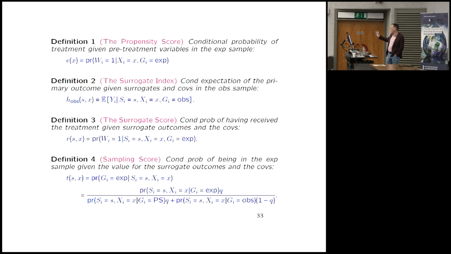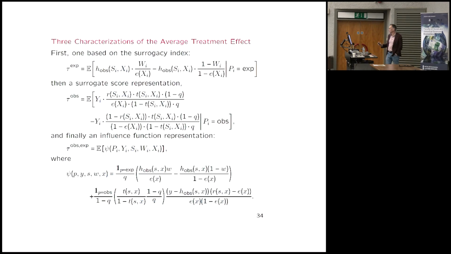Then finally there's what we call the sampling score that measures the relationship between the two different samples, the experimental sample and the observational sample. We're going to ignore that for the moment.